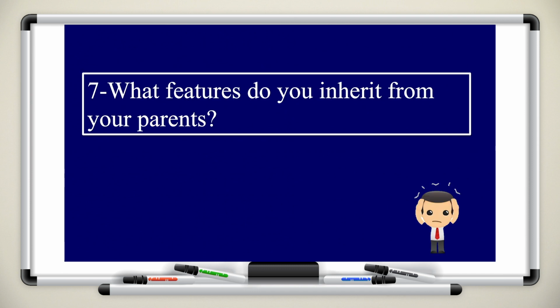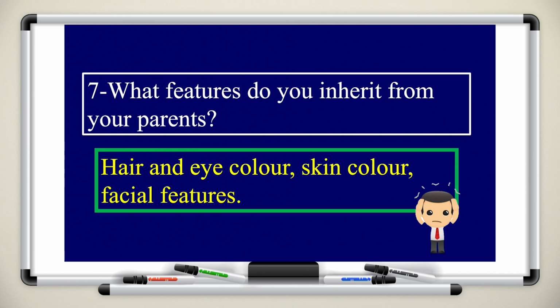Question 7. What features do you inherit from your parents? When you go back to the text, you can find that they mentioned a lot of features that you inherit from your parents, either your mother or your father or your ancestors maybe. So what were they? The answer would be hair and eye color, skin color, and facial features.